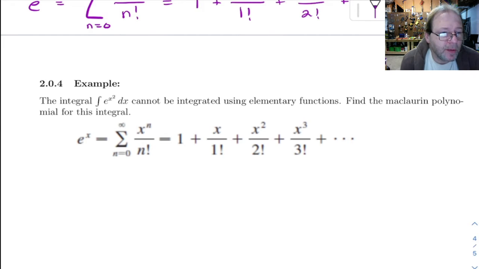All right, this last example kind of jumps back to chapter 7 in one way. It says this integral here cannot be integrated using elementary functions. And so what we can do though is we can find a Maclaurin series for it. I wrote find the Maclaurin polynomial, but let's find the Maclaurin series.